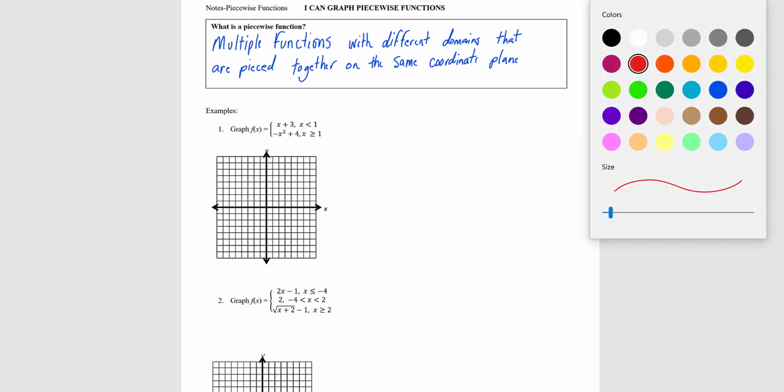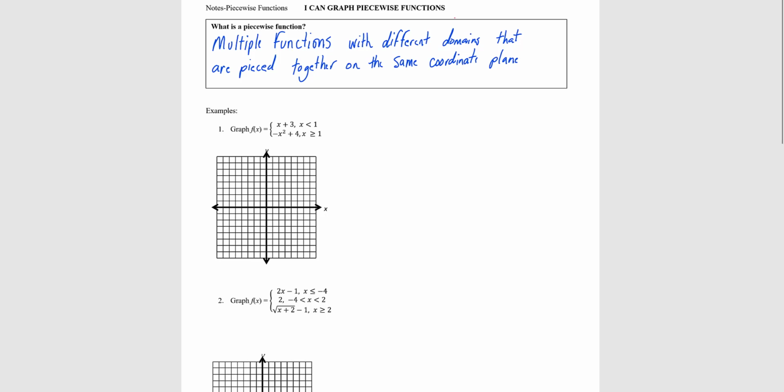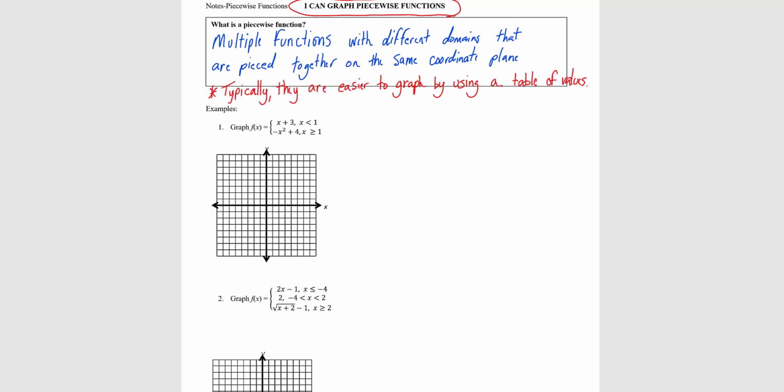All right, today's goal is to be able to graph piecewise functions. Piecewise functions are functions with different domains that are pieced together on the same coordinate plane. Typically, they're going to be easier to graph if you use a table of values. You can still use the transformation shift rules that we've talked about, but I think you'll find using a table of values or T-chart is the way to go here.